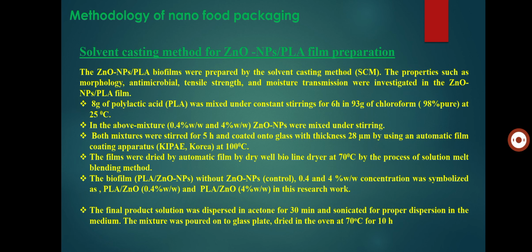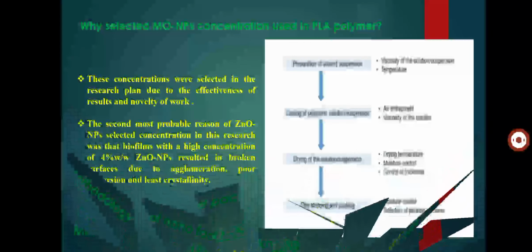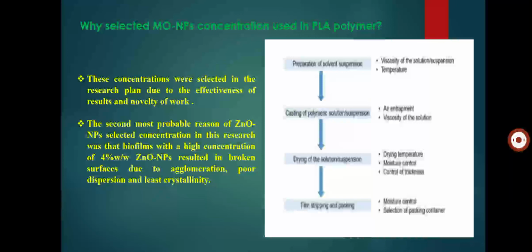These biofilms, at 0.4% and 4% concentration, were symbolized as PLA zinc oxide 0.4% and PLA zinc oxide 4% in my research. The final product solution was dispersed in acetone for 30 minutes and then sonicated for proper dispersion in the medium. The mixture was poured on a glass plate and dried in the oven at 70 degrees centigrade for 10 hours, so that it had a dry appearance and no further liquid content.